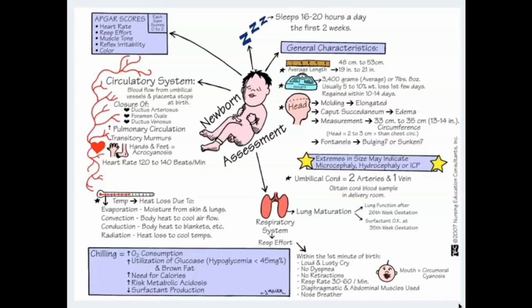When we're talking about a newborn's respiratory effort, within the first minute of birth, babies should cry. You should hear a loud and lusty cry. They shouldn't have any dyspnea. They shouldn't be retracting. Their normal respiratory rate is 30 to 60 per minute. They shouldn't be using their diaphragm or abdominal muscles.